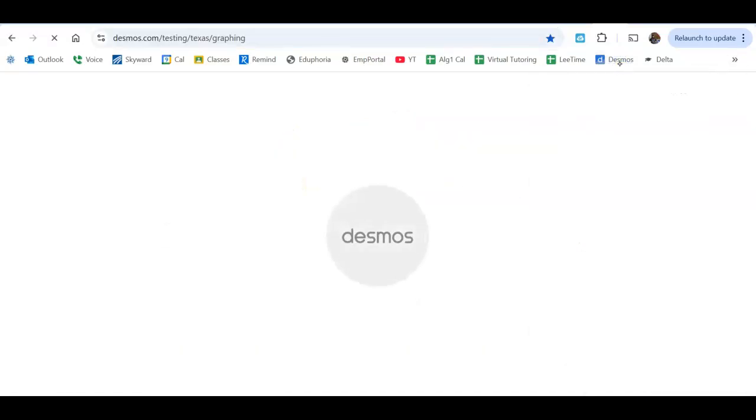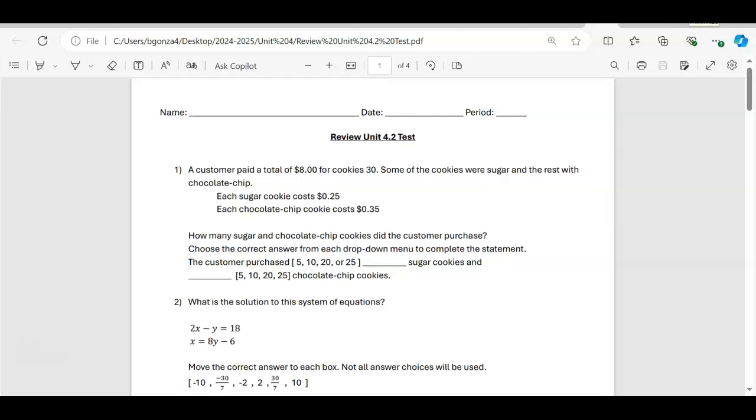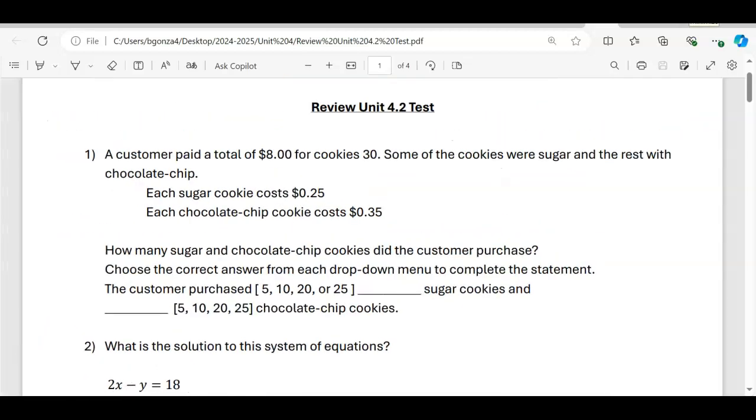Getting Desmos pulled up here. Here's your review for Unit 4.2 tests.